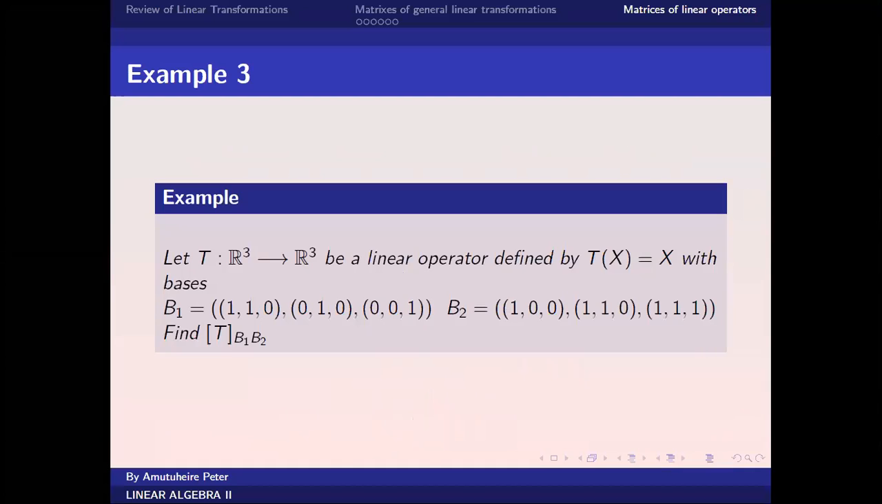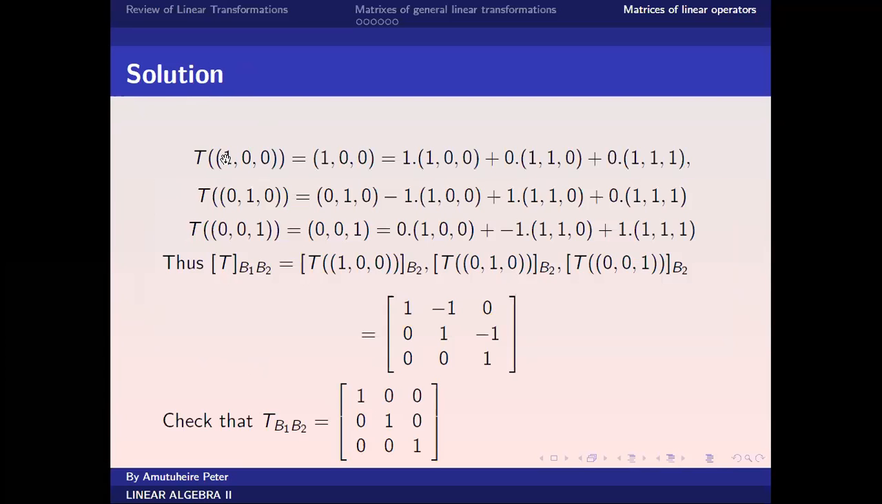Yes. Okay, so in example 3, we want to look at a transformation T which takes things from R3 to R3. And this is its definition. It's an identity transformation. When you give it X, it returns X. Whatever you give it is what it returns. These are the two different bases for R3. This is the basis of the domain space, and this is the basis for the codomain space. So we want to find the matrix representation of this transformation T.